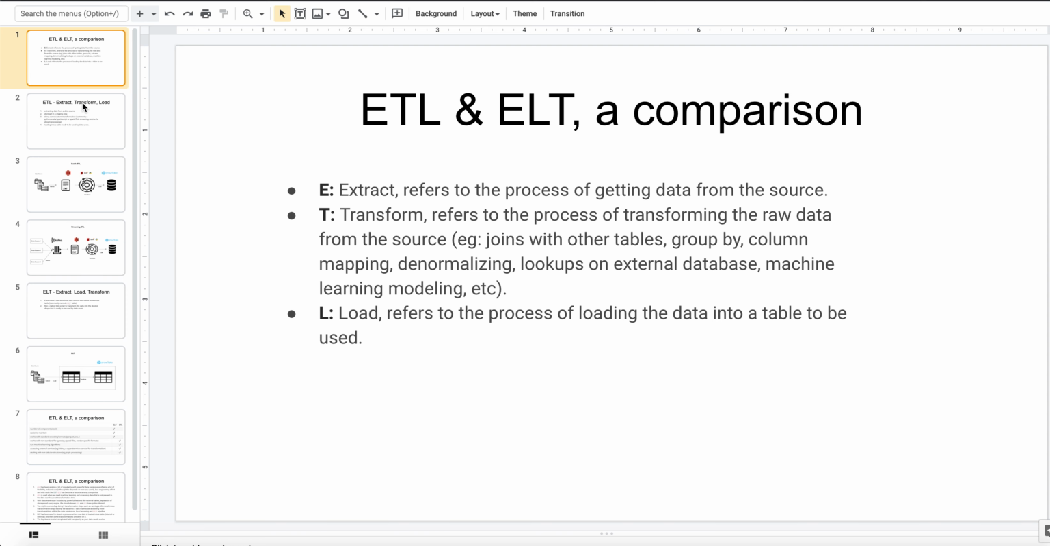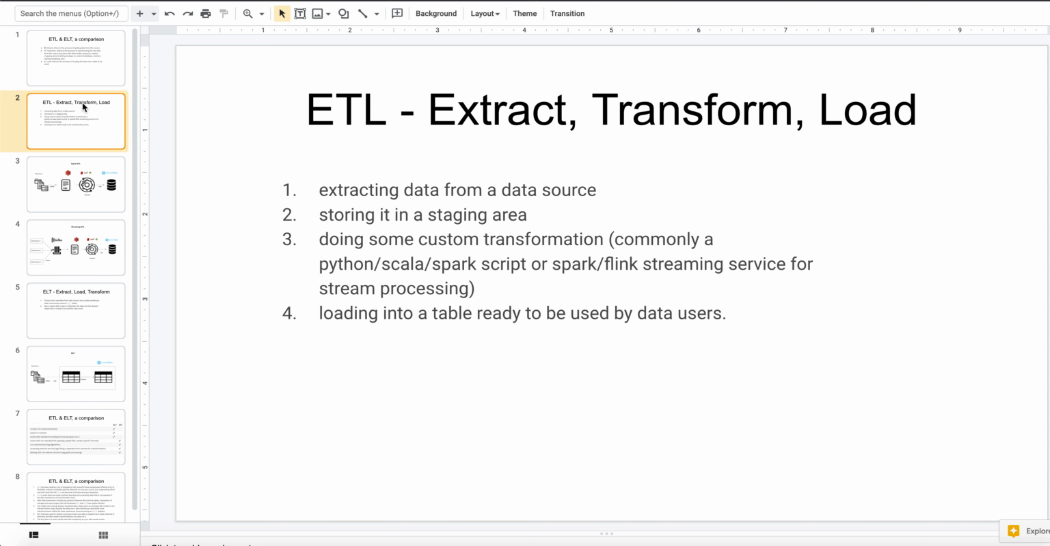So let's start with ETL. As the name suggests, ETL stands for extract, transform, and load. And these are the steps in order. The first step, you extract data from a data source. You store it in a staging area. If you're unfamiliar with why we use a staging area, you could follow another link in the description below, which explains what a staging area is and why we need it. And the third step is doing some sort of custom transformation. This is generally a script using Python, Scala, Spark, or Flink. And then you load the transformed data into a table that can be used by your data users.